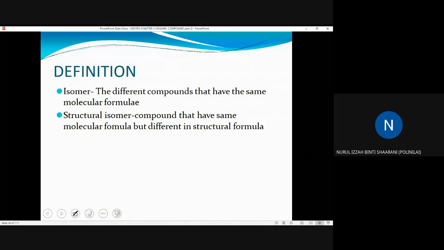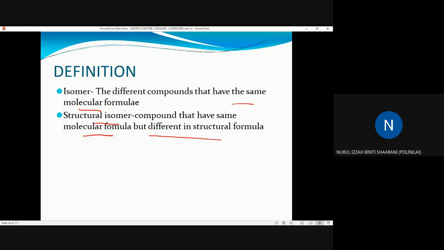Definition of an isomer. Okay, so isomer is the different compound. Compound yang berbeza. Means different tu means daripada segi nomenclature dia lah, daripada segi nama dia, that have the same molecular formula. So structural isomer is a compound that have same molecular formula but different in structural formula. So that is structural isomer. So the isomer itself mean compound yang berbeza, tapi ada molecular formula yang sama.